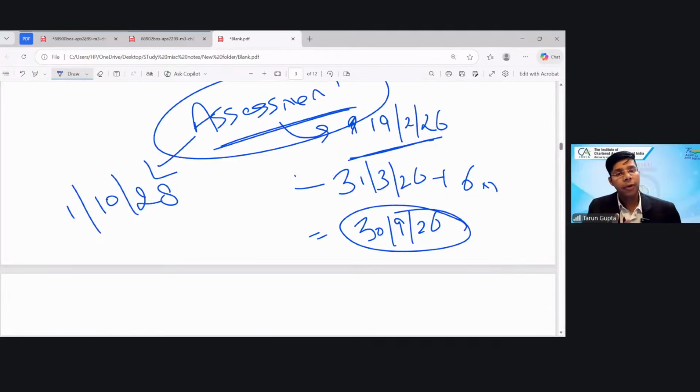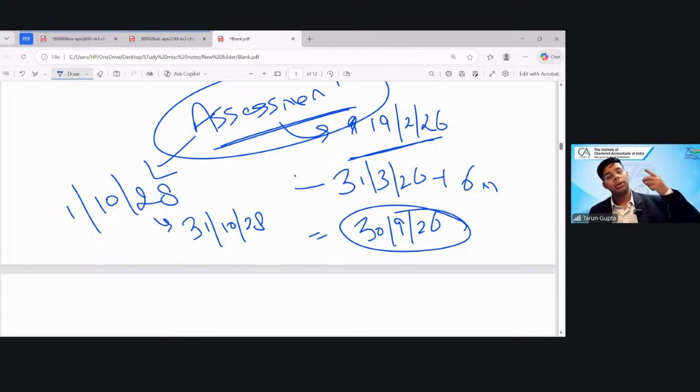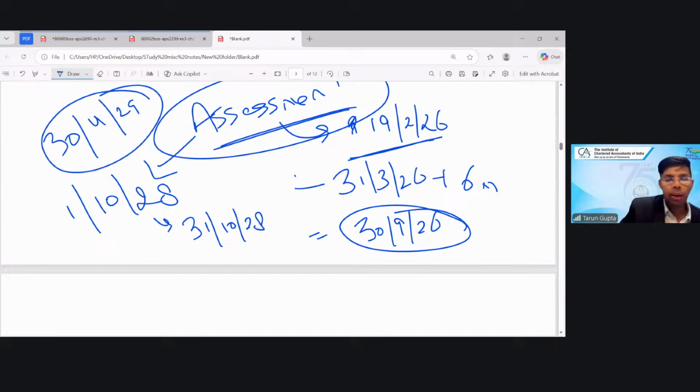Since the assessee has filed an appeal, in this case the penalty order shall be passed within 6 months from the end of this quarter, which is 31st October 28. I will add 6 months: November, December, January, February, March, April. So 30th April 29. In this case, the AO will pass an order by 30th April 29 because the assessee had gone into appeal.